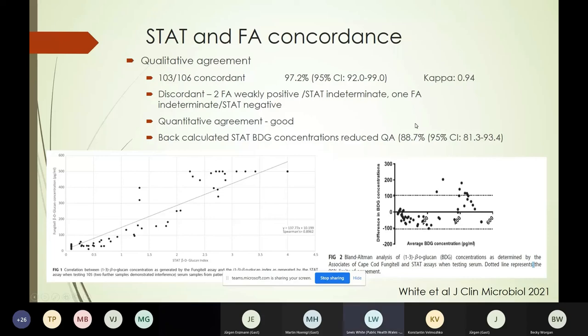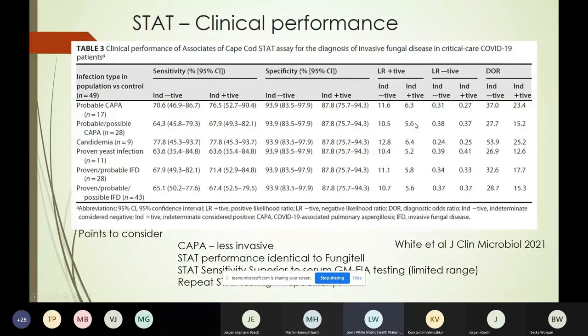In terms of clinical performance, you can see that sensitivity ranges between 64-65% and around 70%, so slightly lower than what we were seeing from Jürgen's study. But we have to bear in mind here that CAPA is likely less invasive than what we would see in aspergillosis in, say, a neutropenic patient. So we might have fewer biomarkers in the blood compared to, say, a hematology patient with invasive aspergillosis. And in relation to candidemia, we are around the 80% mark, which is what we would expect to see from meta-analyses of beta-D-glucan in this patient population.